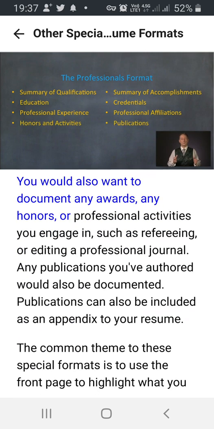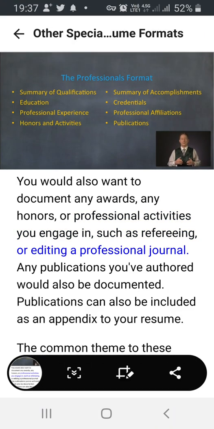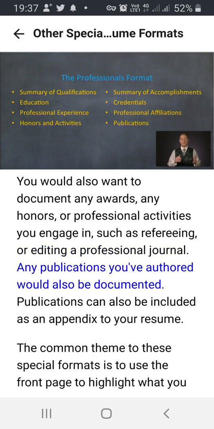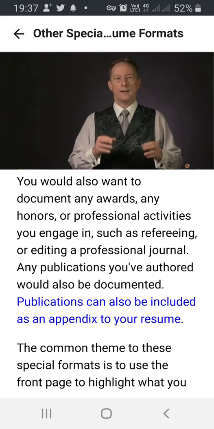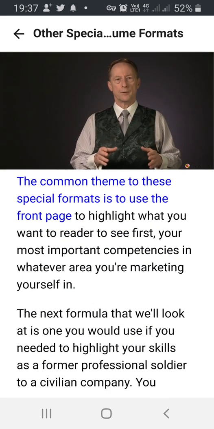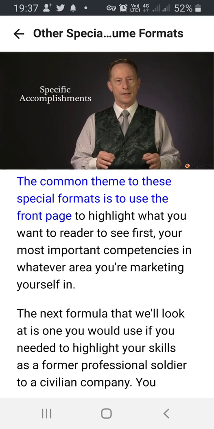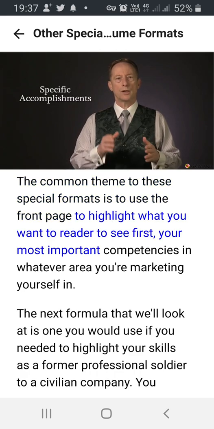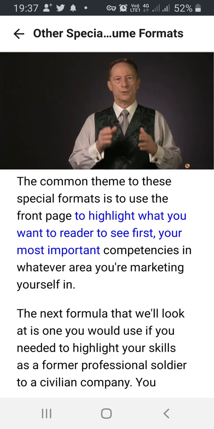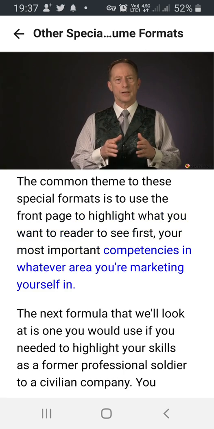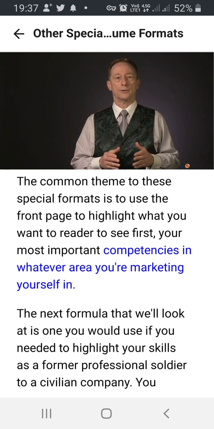You would also want to document any awards, any honors, or professional activities you engage in, such as refereeing or editing a professional journal. Any publications you've authored would also be documented. Publications can also be included as an appendix to your resume. The common theme to these special formats is to use the front page to highlight what you want a reader to see first, your most important competencies in whatever area you're marketing yourself in.